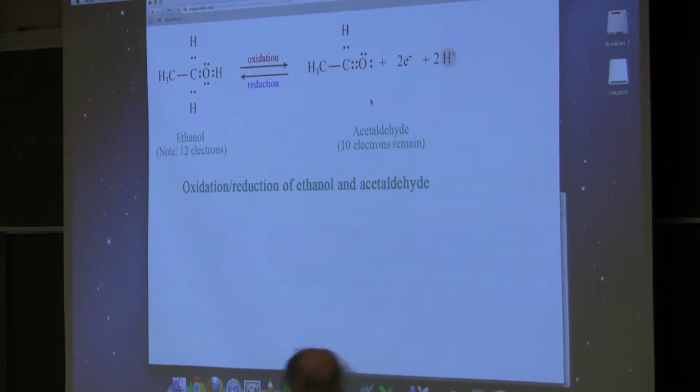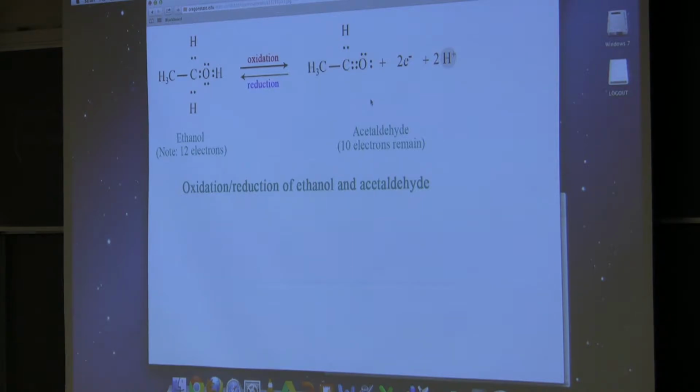Now, look at what's happened. I start with an oxidized form of NAD on the left and a reduced form of ethanol. On the right, I end up with the oxidized form, which is known as acetaldehyde, and a reduced form of NAD, which would be known as NADH. So they basically swapped electrons and protons. That's what they've done. Okay? So one thing got reduced. NAD got reduced to NADH.